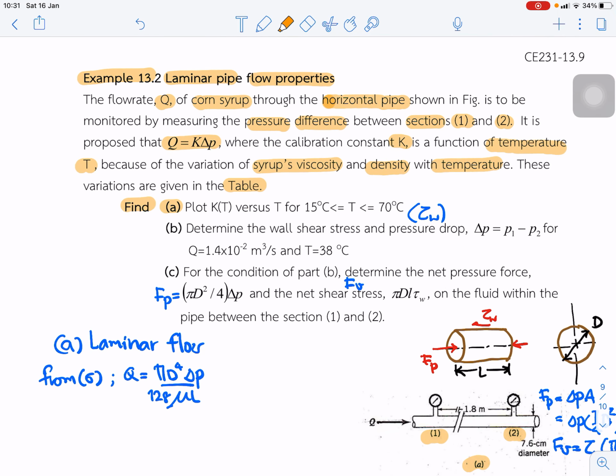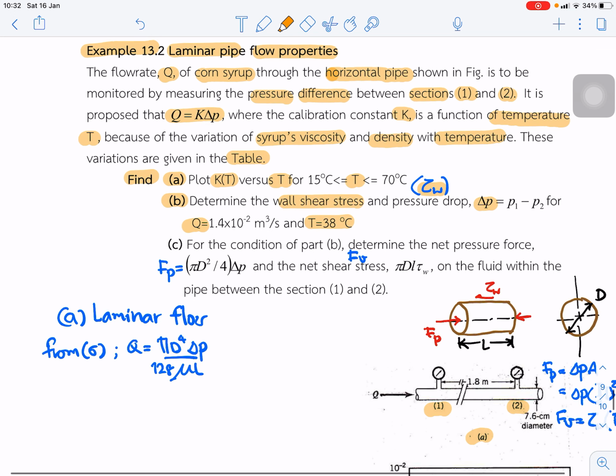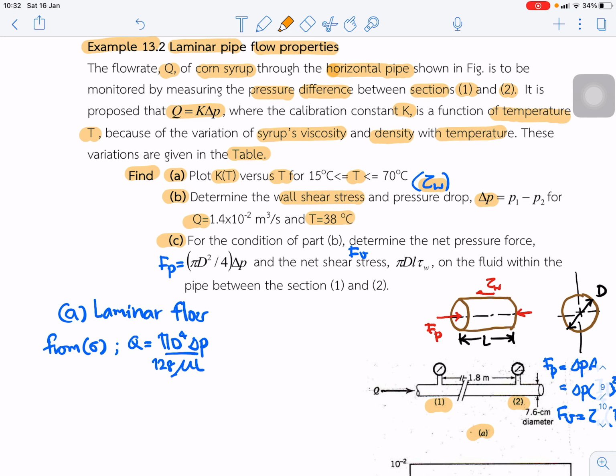The first task: plot K versus T for the range of temperature. The second: determine the wall shear stress tau W and the pressure drop delta P for the given Q and T is 58 degrees C. And third, for the condition of part B, determine the net pressure force FP and the net shear force FV on the fluid within the pipe between section 1 and 2.